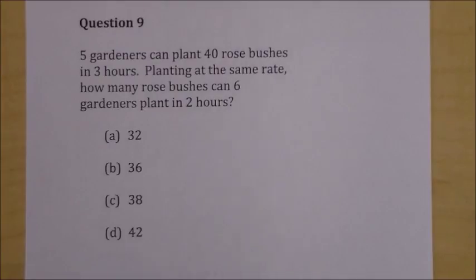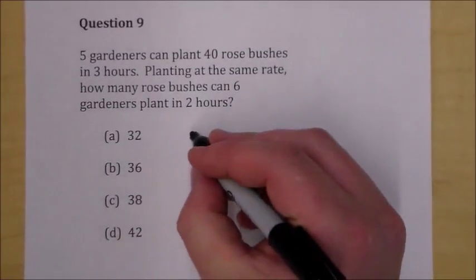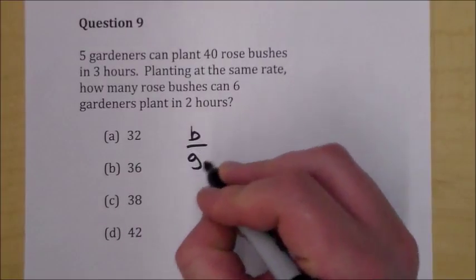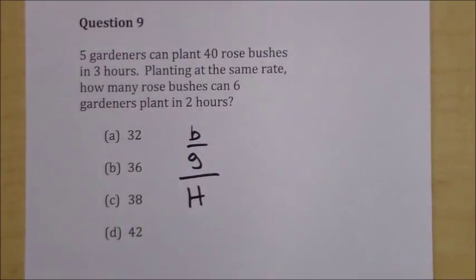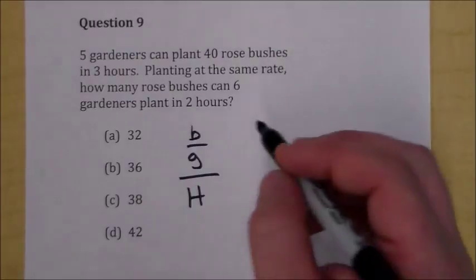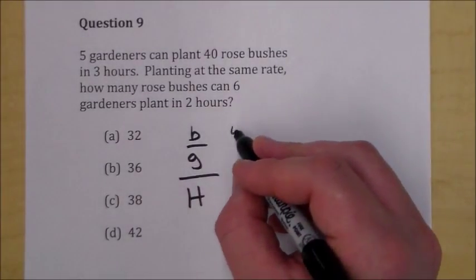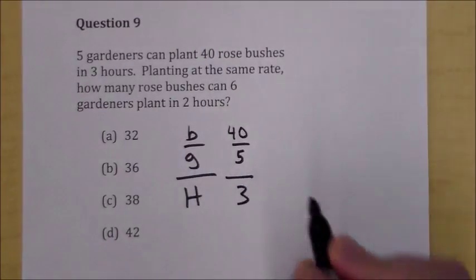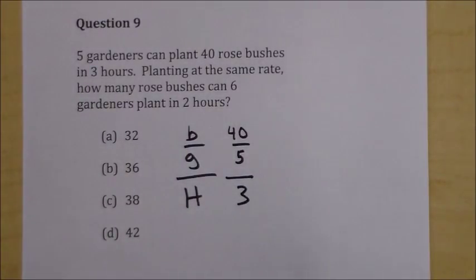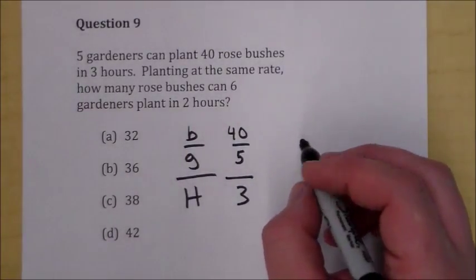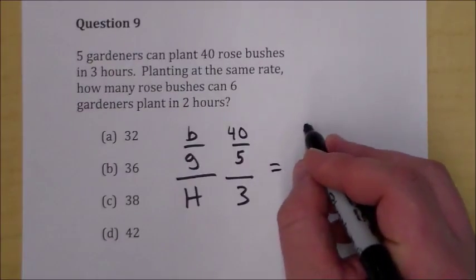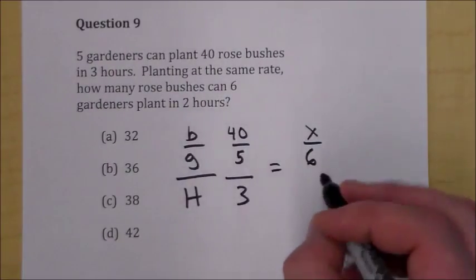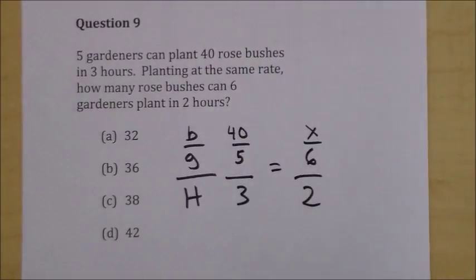5 gardeners can plant 40 rose bushes in 3 hours. So let's do bushes per gardeners per hours. Planting at the same rate. Well, let's just write it down first. We have 40 bushes planted by 5 gardeners in 3 hours. Planting at the same rate, how many rose bushes can 6 gardeners plant in 2 hours?